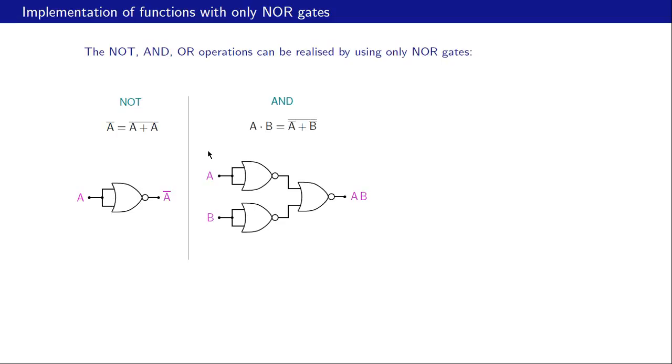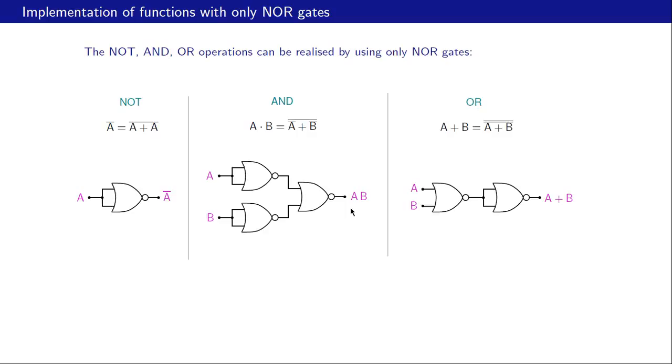To implement the AND operation, we can use De Morgan's theorem, that is a and b is a bar plus b bar and the bar of the whole thing. Alright, so what do we need to do? We need to generate a bar and b bar using NOR gates, and we already know how to do that. This is the inverter that we can use. So from A we generate a bar, from B we generate b bar, and then that goes to this third NOR gate, and then we get AB at the output.